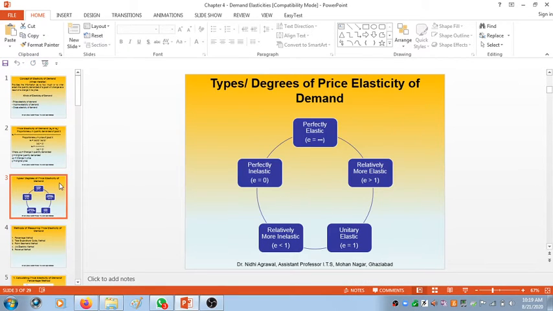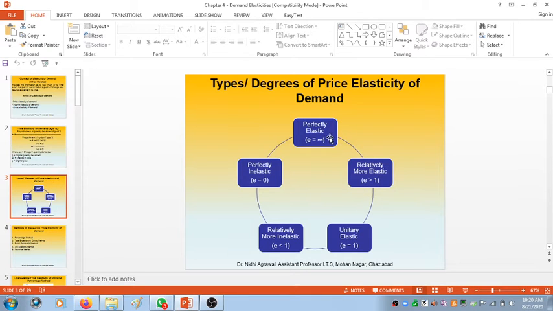Now, let's focus on degrees of price elasticity of demand. On the basis of the extent to which demand changes with respect to a percentage change in price, it has been categorized into five, right? Small e has been used to represent price elasticity of demand. This is the symbol used. Generally, we write it as ED and EP, right?